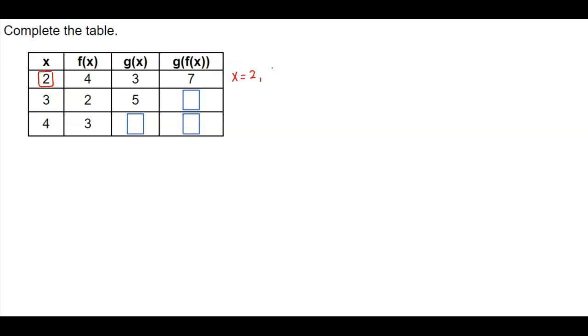Now, when we want to find f of 2, the output is 4. And when we want to find g of 2 in the next column, we're given the output to be 3. Now we want to use the composite function. Remember, the composite function is g of f of the input, which is 2. And we are given that the output is 7.